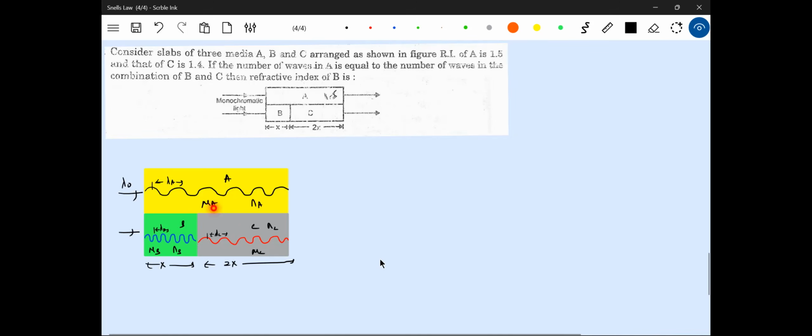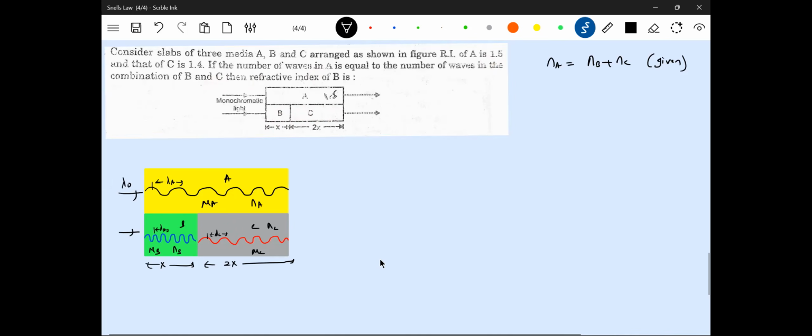Now, what is the precondition given for us? The number of waves in A is equal to the number of waves in the combination of B and C. So first equation: number of waves in A is equal to NB plus NC. This is a given thing. And the length of slab C is twice the length of slab B.